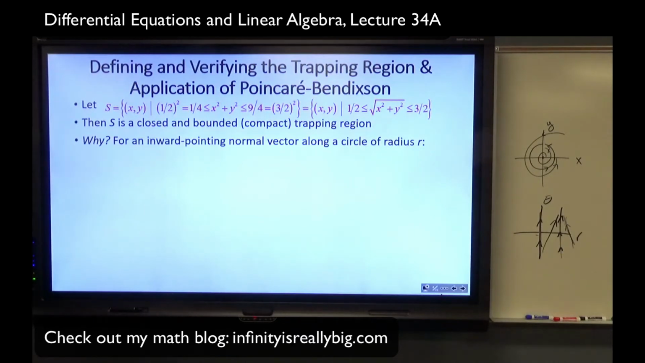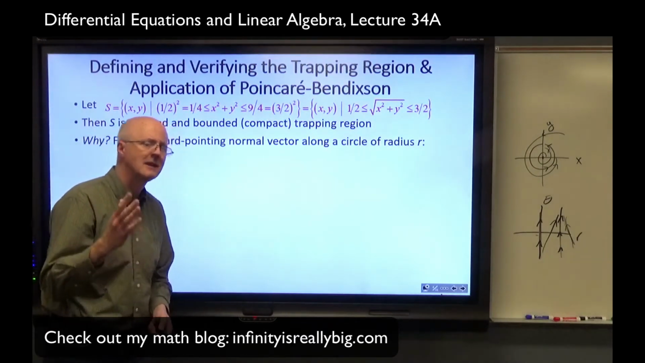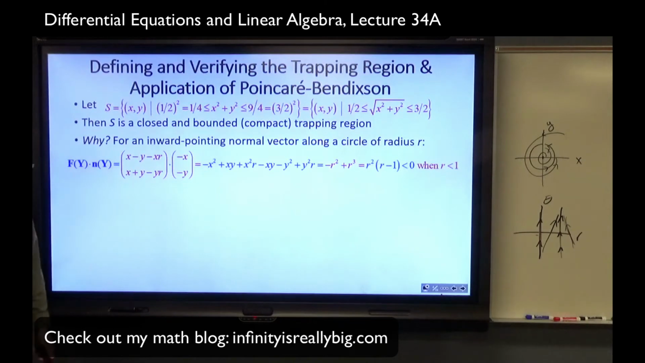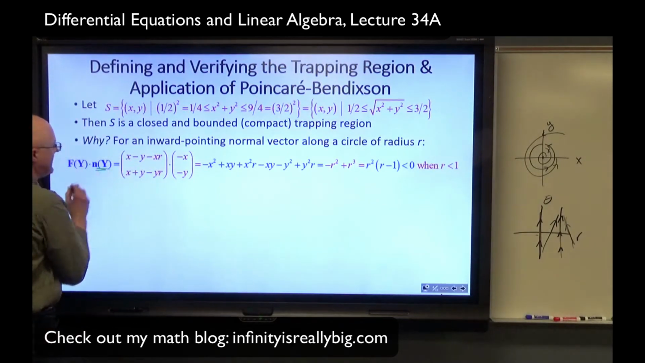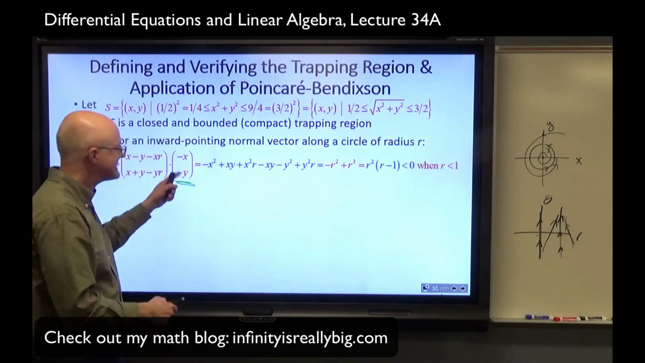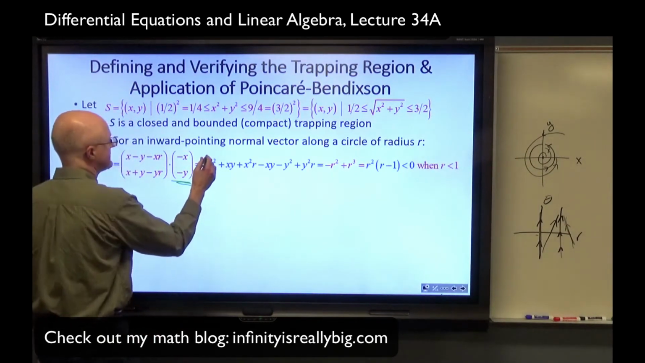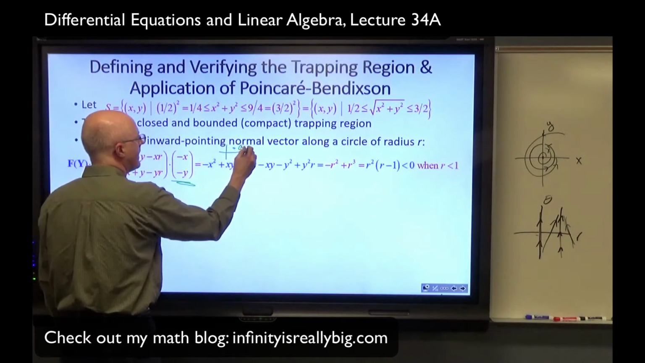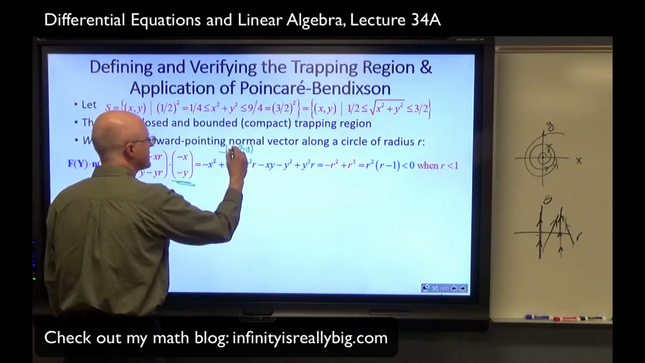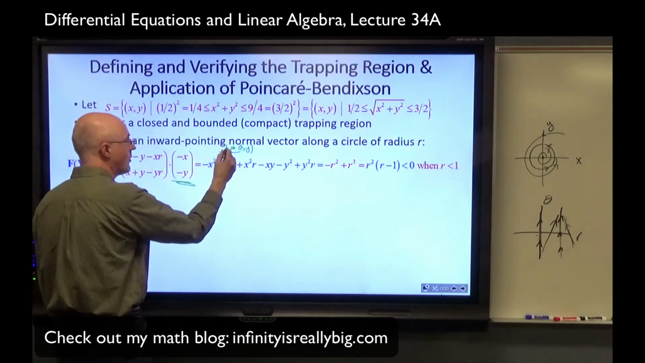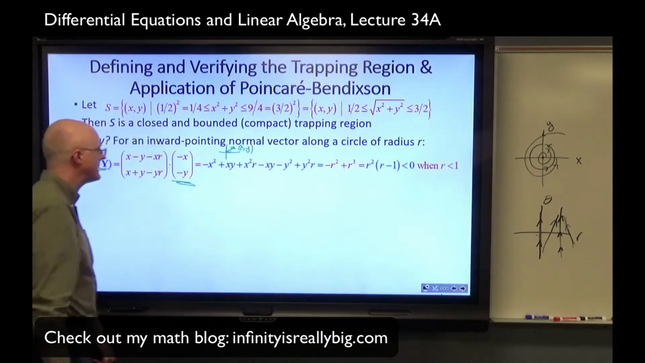But why? Let's confirm the dot product computation. For an inward pointing normal vector along a circle of radius r, this n here is my inward pointing normal vector, negative x, negative y. Why is that inward pointing? Because it's the opposite of the position vector of the point. If we're talking about a point (x, y), its position vector points from the origin to it. If I negate that, put negative signs in front of it, it points directly toward the origin. That is an inward pointing normal vector.